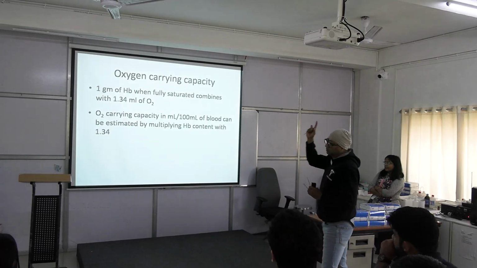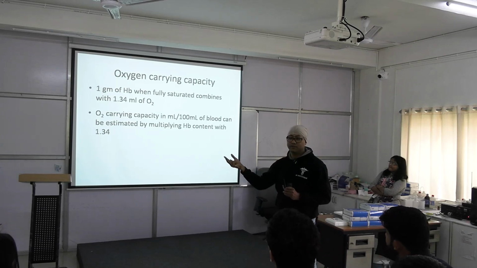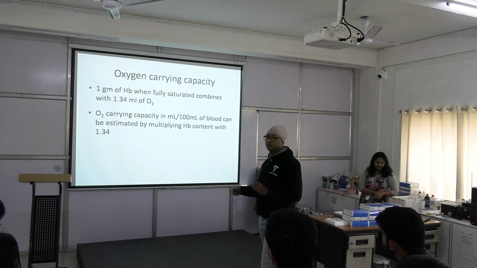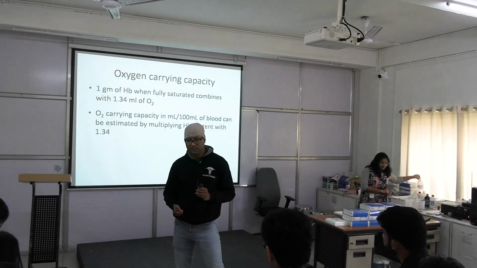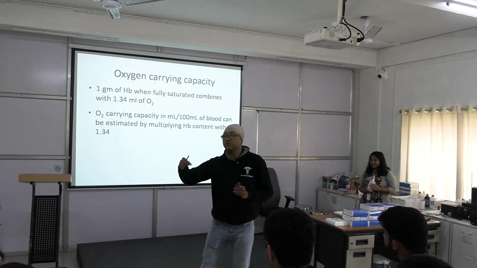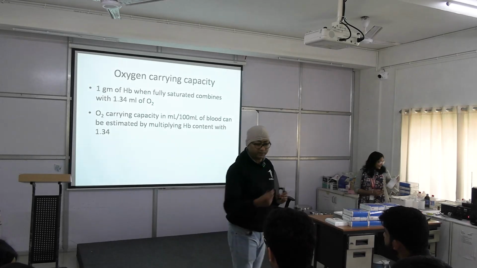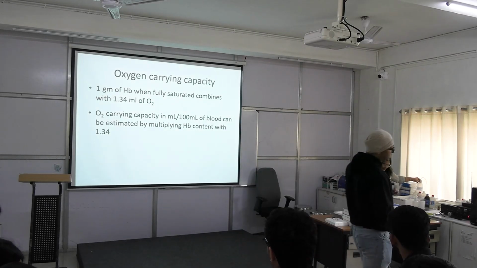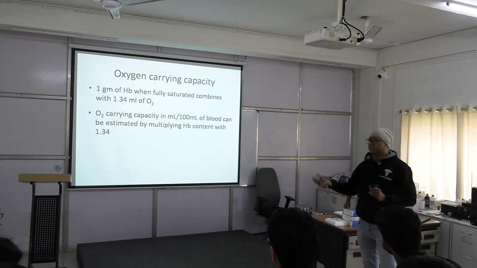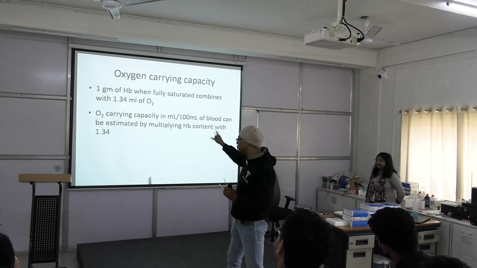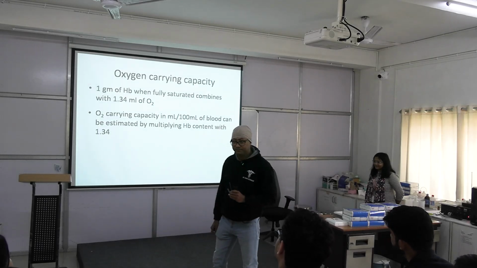So if, for example, your hemoglobin concentration is 14 gram per dl, then 14 into 1.34 is your oxygen carrying capacity. Okay, grossly, again grossly, because some amount of oxygen is also dissolved which we are neglecting. It depends on the partial pressure of oxygen, but grossly the oxygen carrying capacity will be hemoglobin concentration into 1.34 ml per 100 ml.